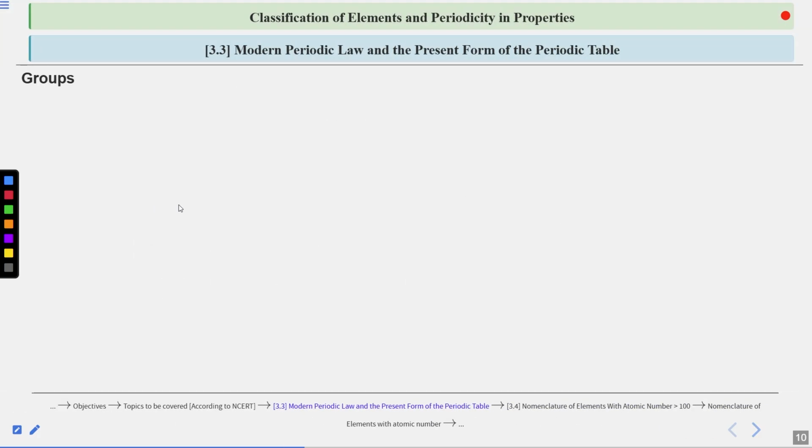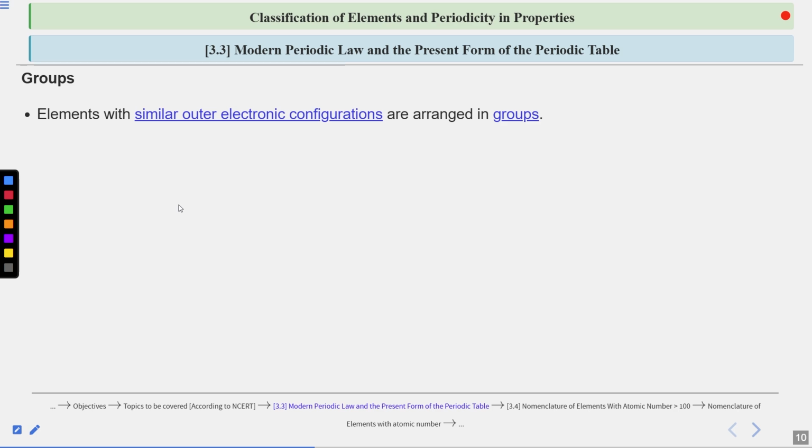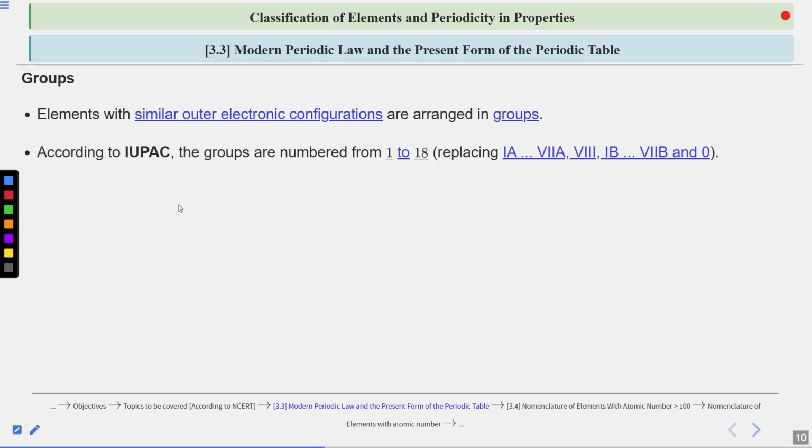Now we will go deeper into groups and periods one by one. What is the significance of a group? We keep those elements in the same group which have a similar outer electronic configuration. And we name those groups 1 to 18. There was a previous notation which included 1A, 2A, 3A, 4A, 5A, moving on to 7A, then starting from 8. This was removed, and now we simply count the groups as 1 to 18.